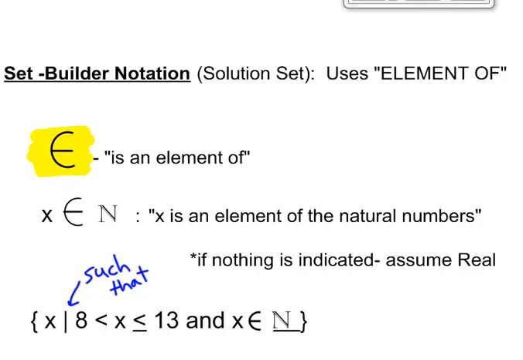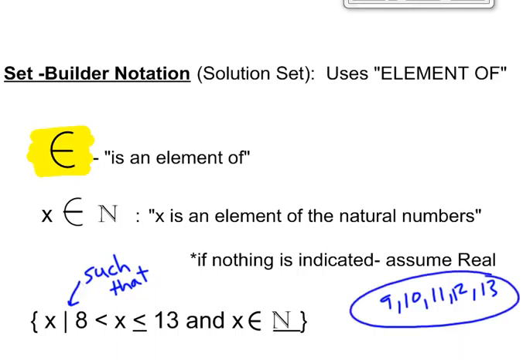So I'm looking for the numbers between 8 and 13. Okay, so that's 8, 9, 10, 11, 12, and 13 that are natural numbers. Those are counting numbers. But I'm not including 8, so I have to take that one away. And I am including 13, and so this is my set. Okay, so X such that X is between 8 and 13, including 13 but not including 8, and it's a natural number. It's one of those numbers that is counting. It's not a decimal point or fraction.